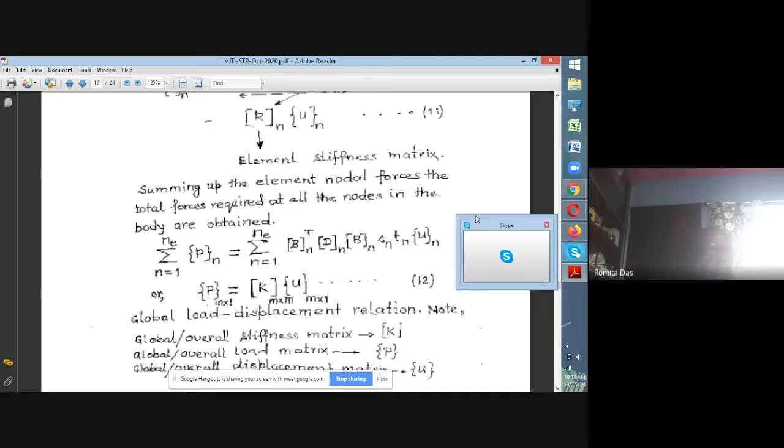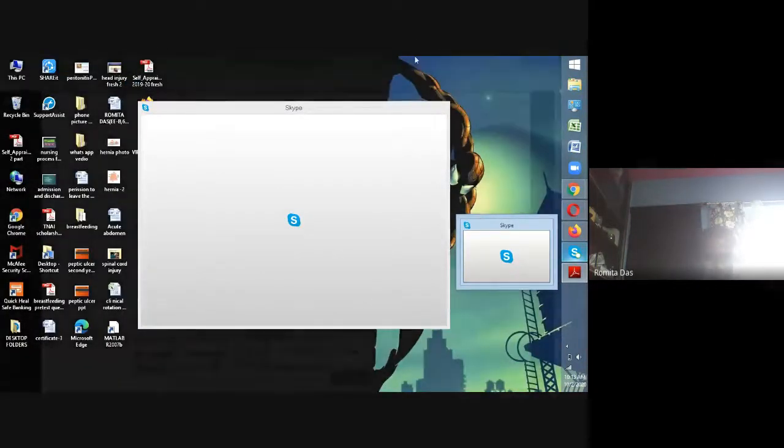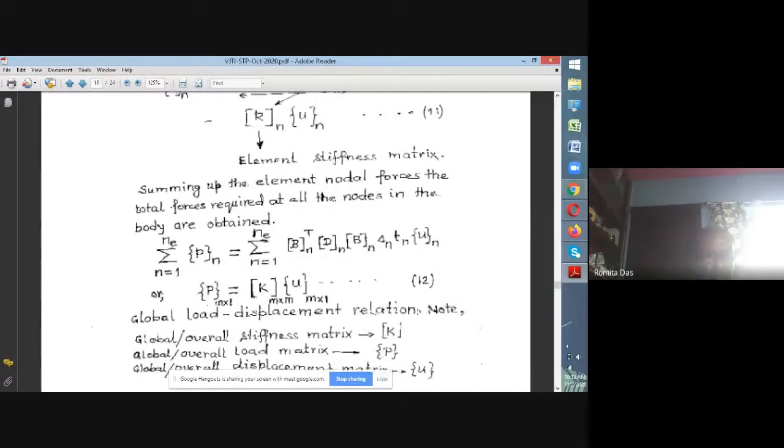So now if you go on adding all the load-displacement relations, then finally you get an expression like this. This will give you the global loads at all the nodes, the load in the x and y direction. This is the listing of the nodal loads. That's equal to this expression multiplied by the nodal displacements at the nodes in the domain, and it is finally nothing but the global load.